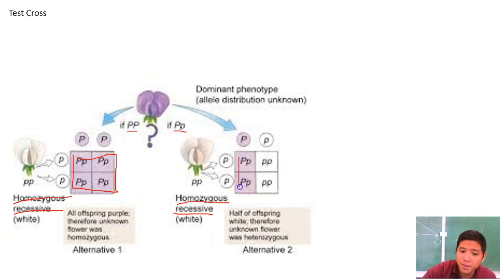If half of them come out with the dominant phenotype and half of them come out with the recessive phenotype, then you know that the original genotype of the parent was heterozygous, big P, little p.